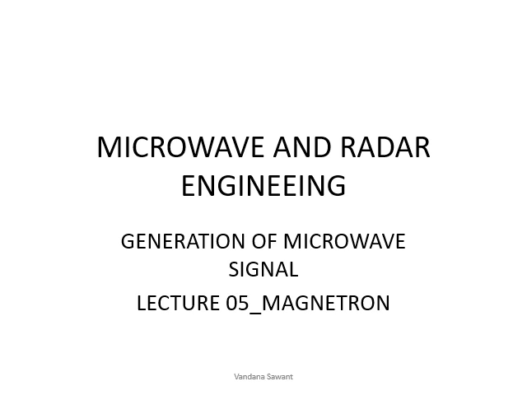We will be observing another device, that is a magnetron. Magnetron is used to generate a microwave signal. It is an oscillator type of device. But what is the difference between the reflex klystron and magnetron?